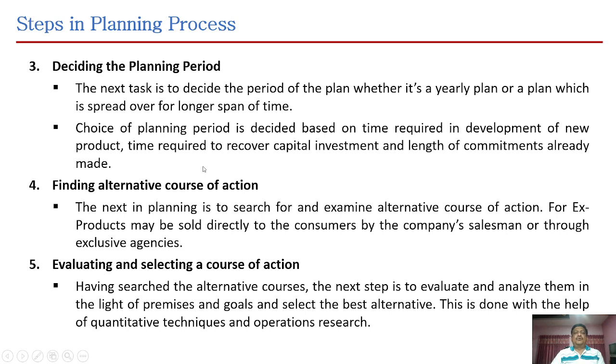Next, we are going to the fourth step, that is finding the alternative course of action. As I already said, we must always have a backup plan. So the next step in planning is to search for and examine the alternative courses of action. One course of action is decided, okay, but while implementing it, if any difficulties come, then how can we cope with that and how can we achieve our objective and plan? For that purpose, we must have some alternative course of action.